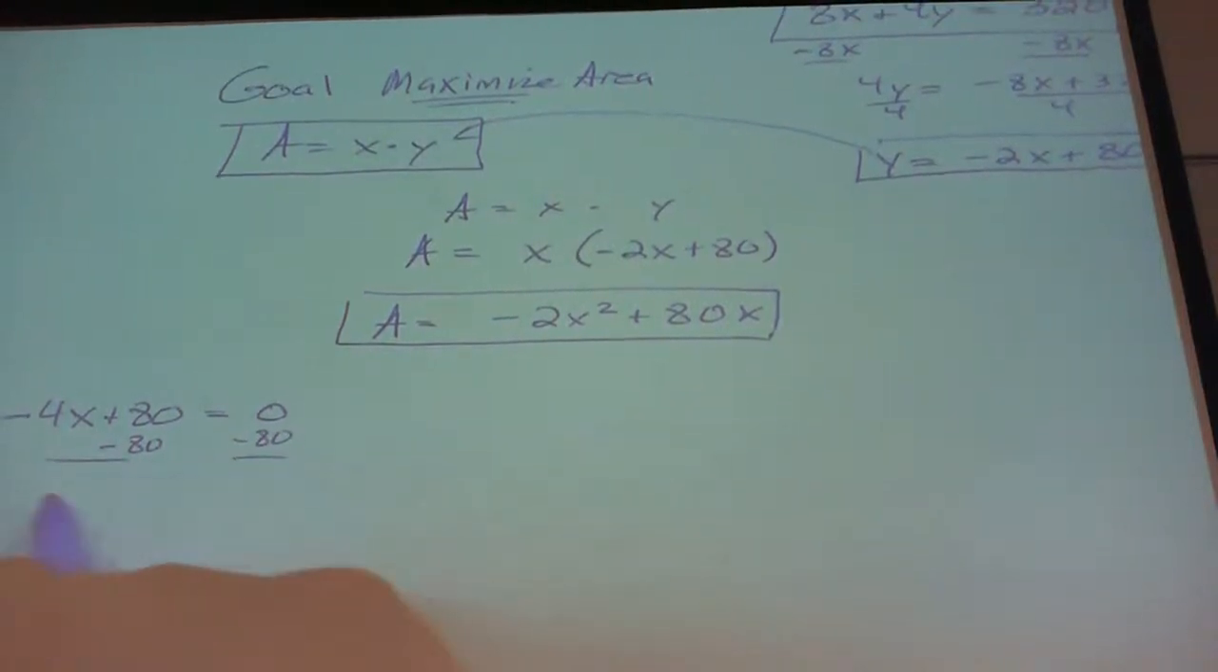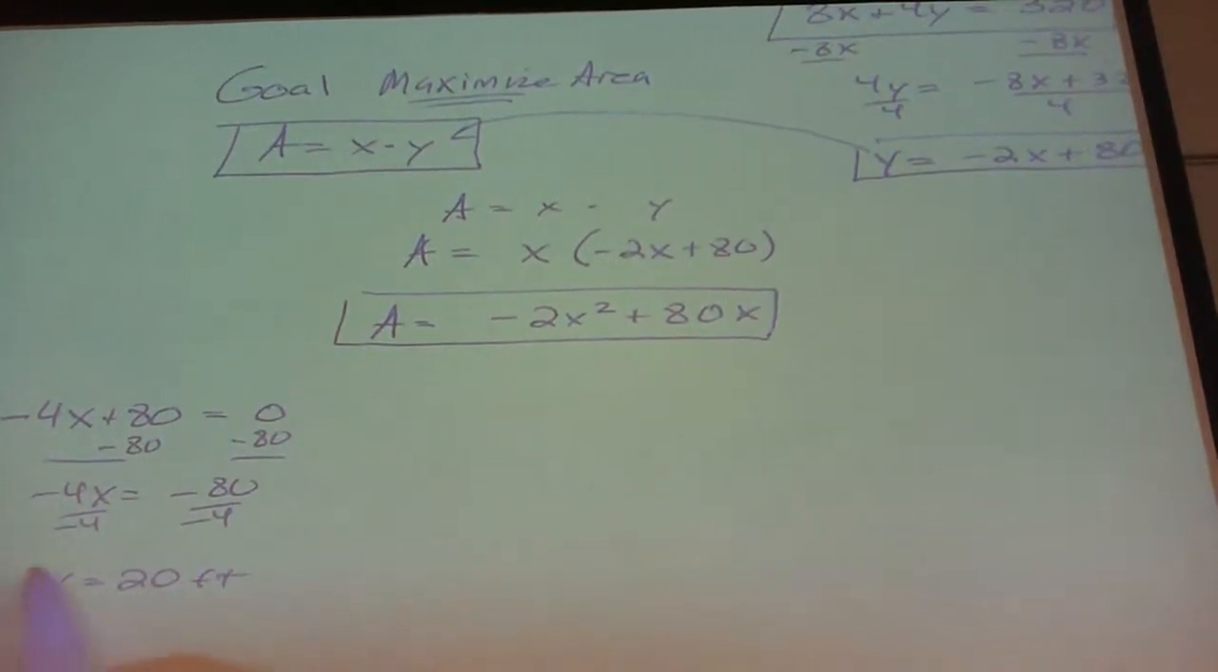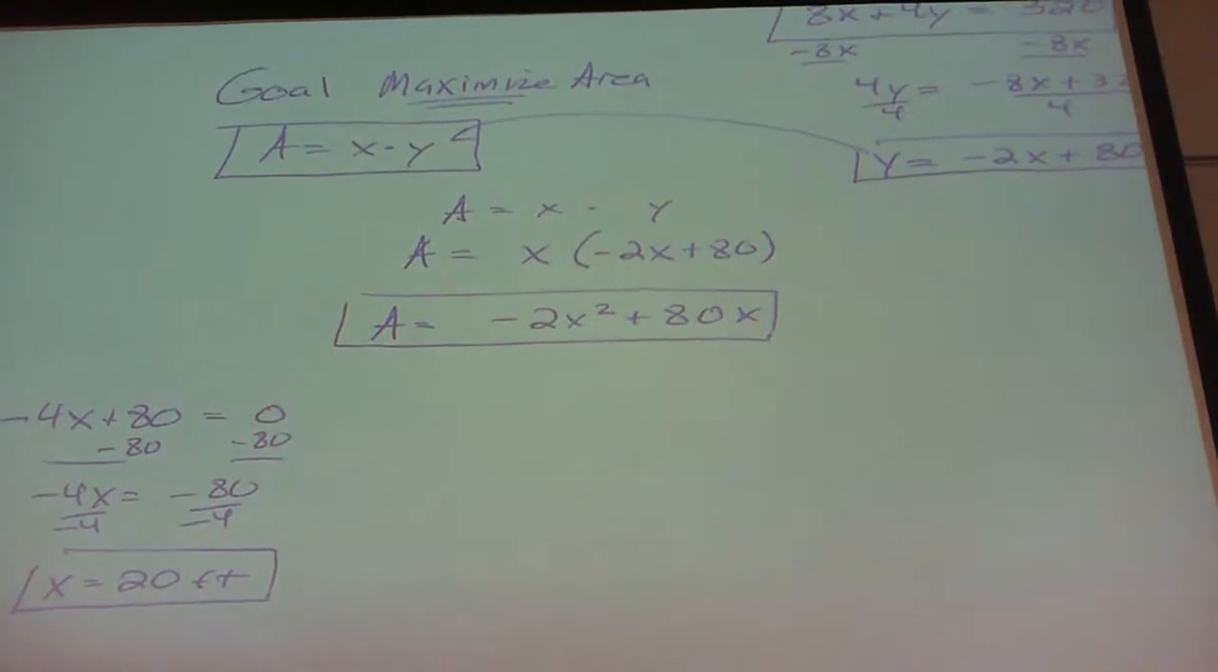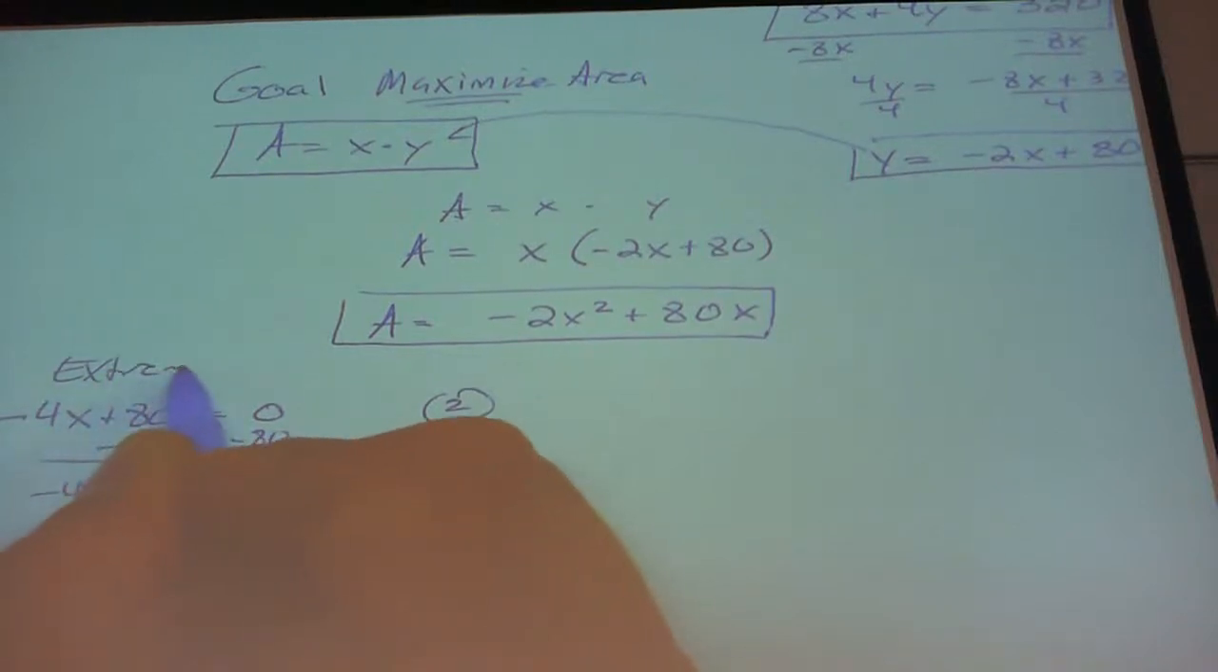Subtract 80, negative 4x equals negative 80, divided by negative 4, divided by negative 4, x equals 20. Okay? So far, we have one answer of 20 feet. Does that answer make sense? Is it possible to be 20 feet? Yep. And again, because we're doing extrema, we want to just double check our three things.